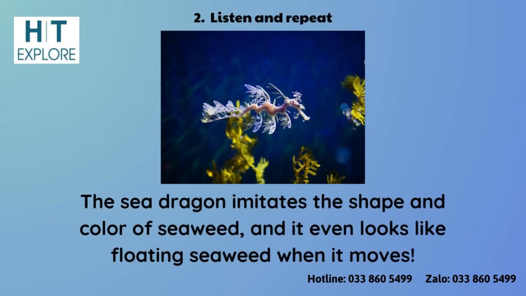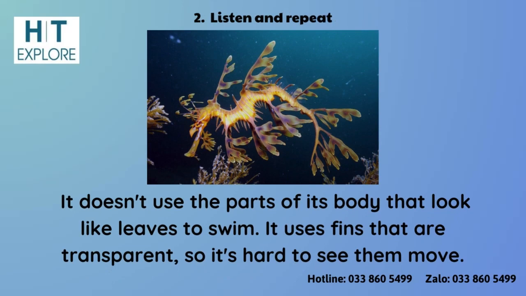The sea dragon imitates the shape and color of seaweed, and it even looks like floating seaweed when it moves. It doesn't use the parts of its body that look like leaves to swim. It uses fins that are transparent, so it's hard to see them move.